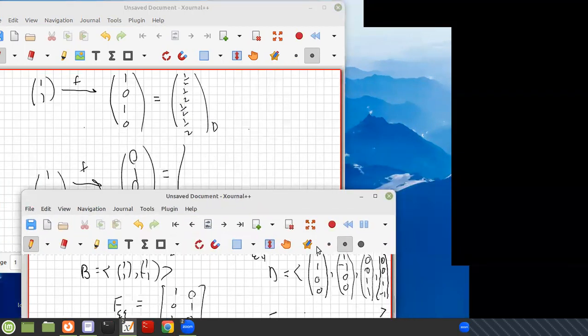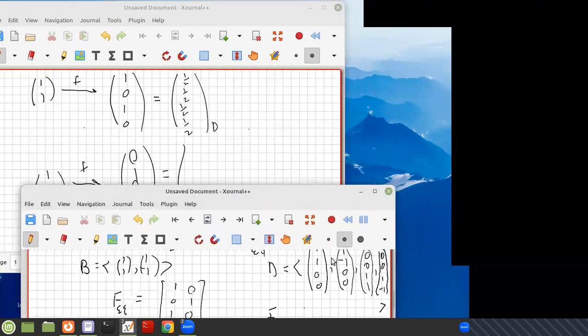If we look at this basis here, we want to get the lower one here.